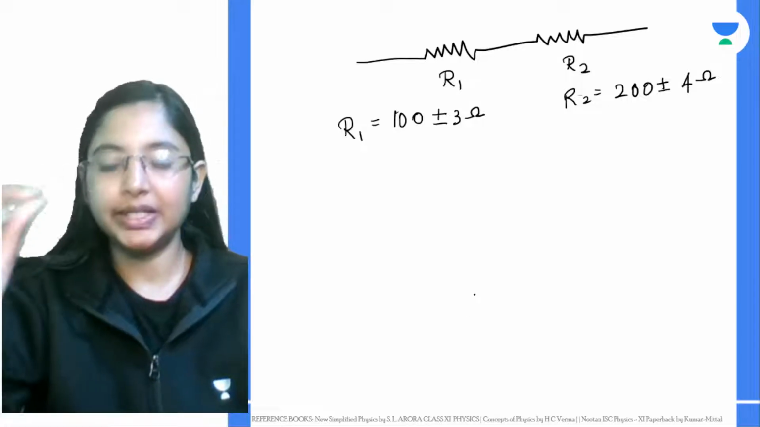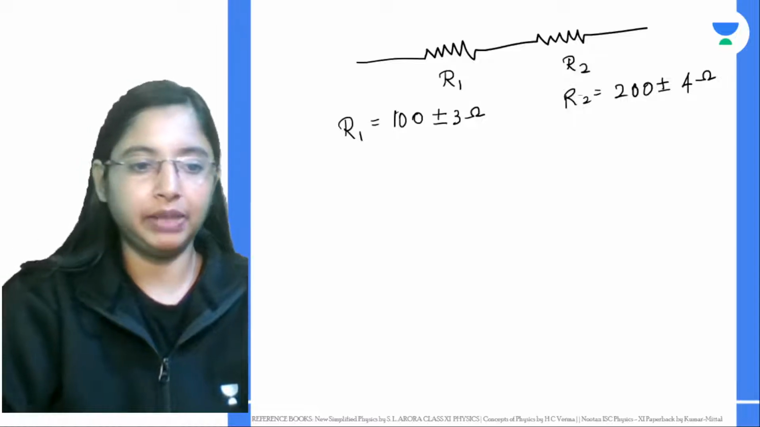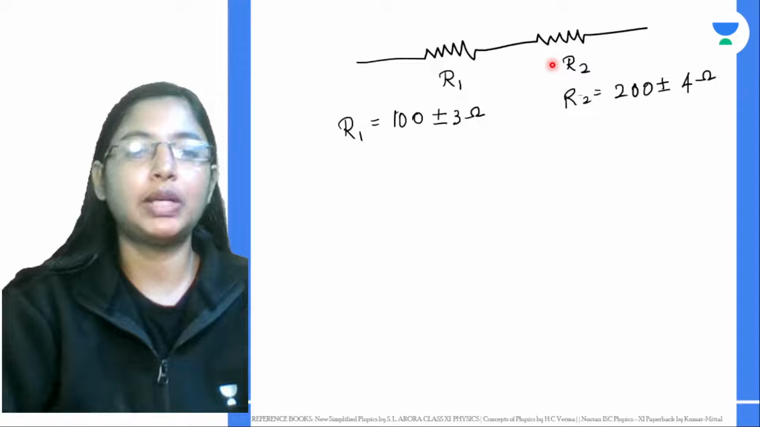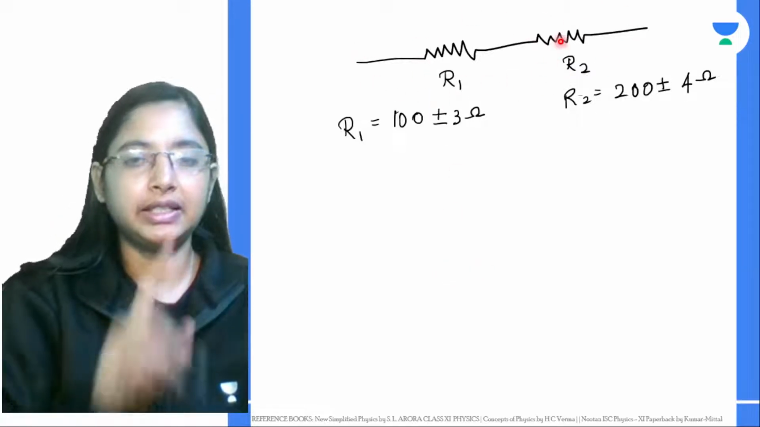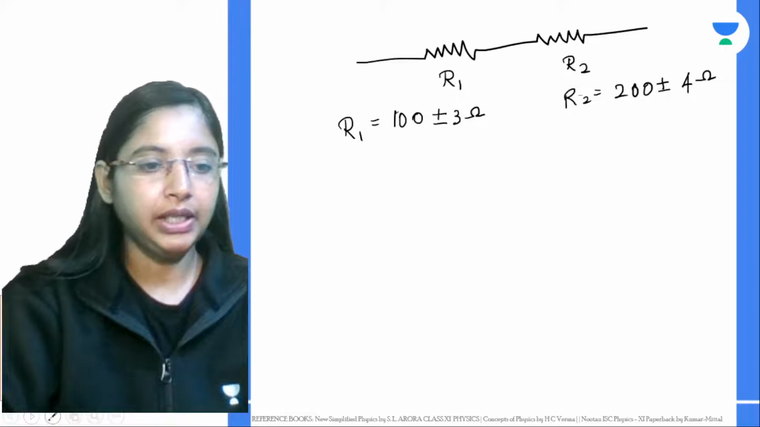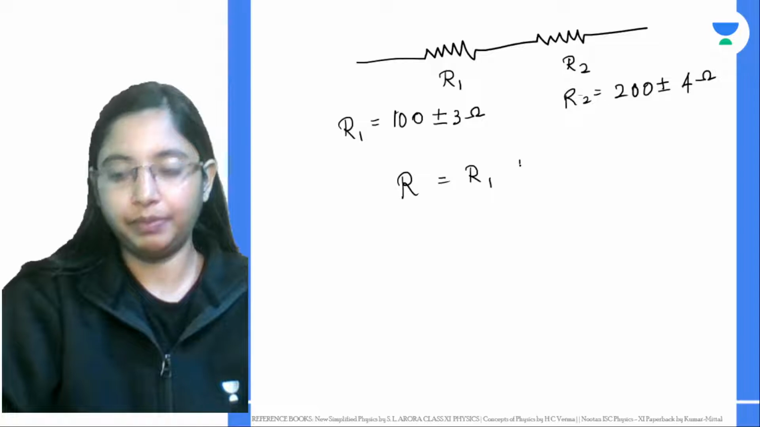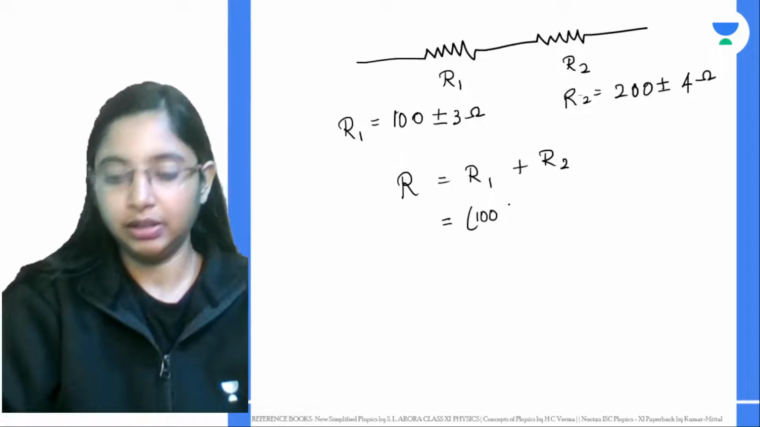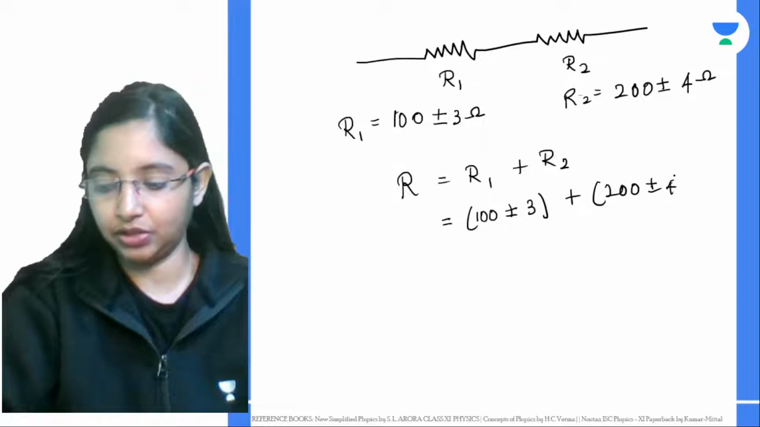When two resistors are connected in series, if you want to find the equivalent resistance, meaning instead of using two resistors in the circuit, if I just want to use one single resistance, what will be that resistance value? In case they are connected in series, one next to another, then we add them. The total resistance R will be R1 plus R2. What is R1 over here? 100 plus or minus 3, plus R2, 200 plus or minus 4. I have just not written the ohms here.